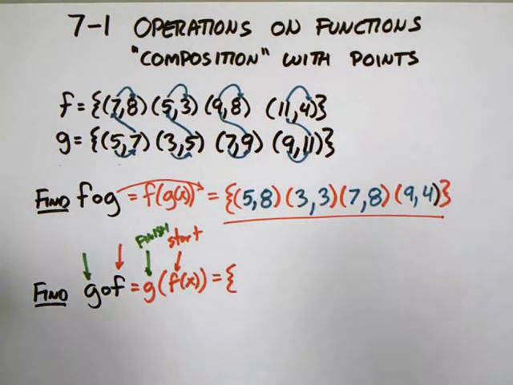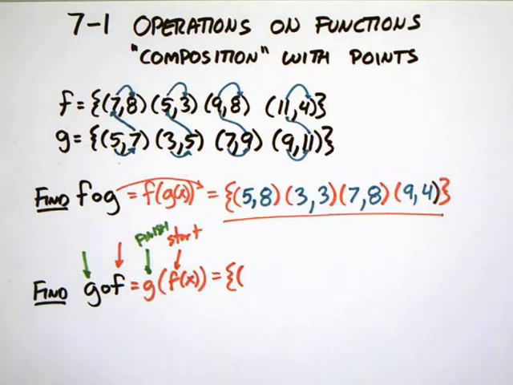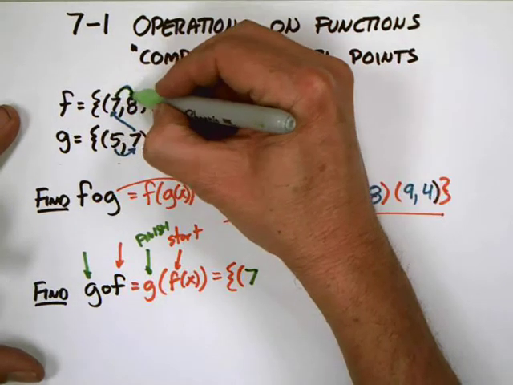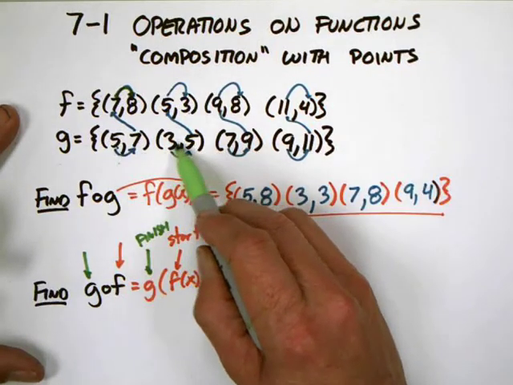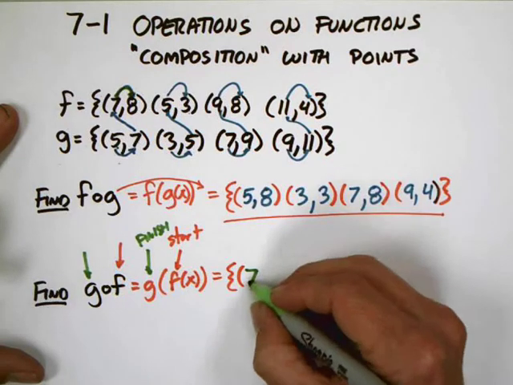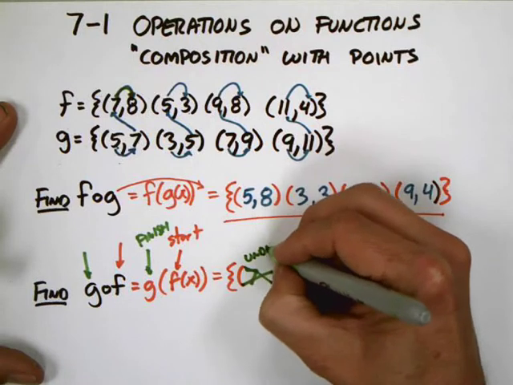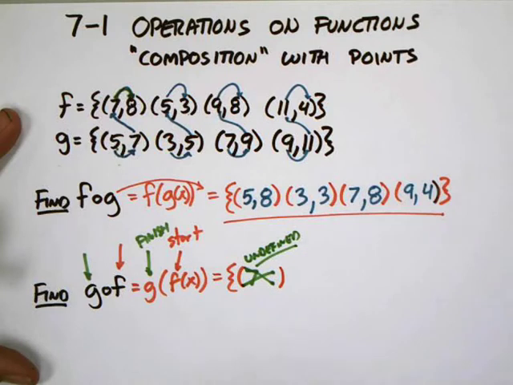So here we go. What's my first value for f? It looks like it's a 7. If I start with a 7, the 7 would turn into an 8. And then the 8 would turn into, well, there's no 8s in the starting positions down here. So this 7 doesn't have any place to go. This point is not going to work. It's what we call undefined. So I'm not allowed to include that 7 as one of my points. So let's go on to the next point and see if there's another one we could do.